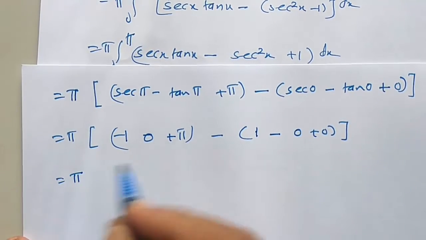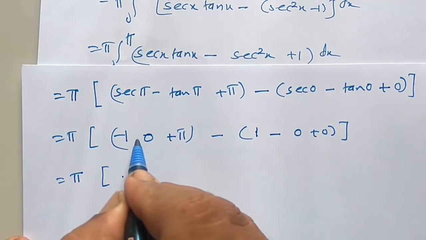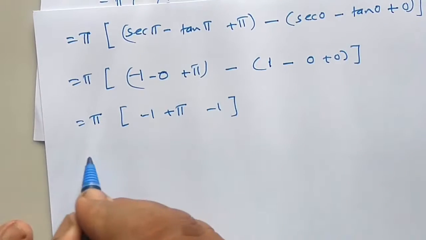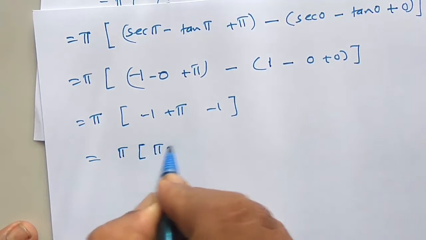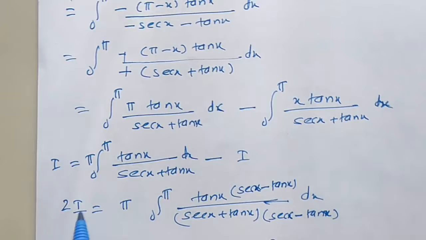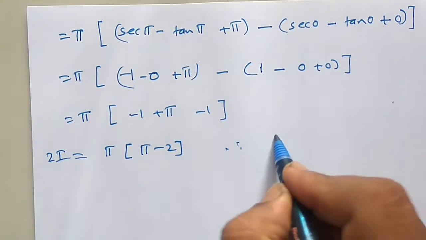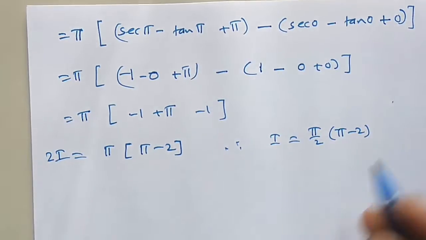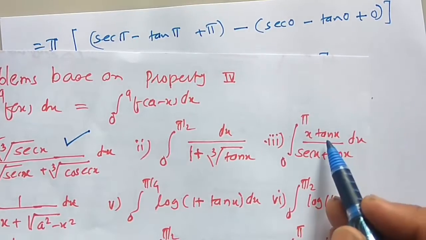So this is equal to pi into, here, minus 1 plus pi minus 1, and so this is equal to pi bracket pi minus 2. So this is equal to twice I. Therefore, twice I is equal to, and therefore I is equal to pi by 2 into pi minus 2. So this is the answer. So we have solved example number 3.